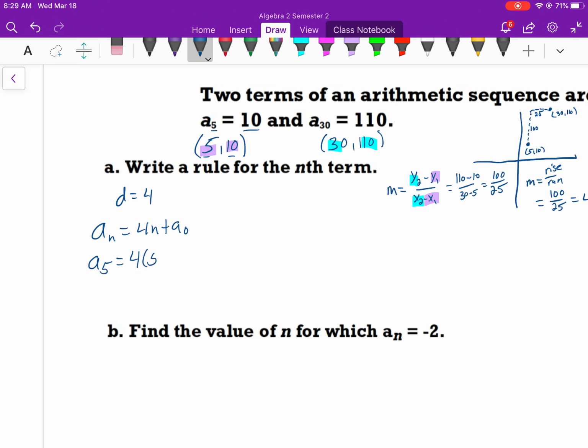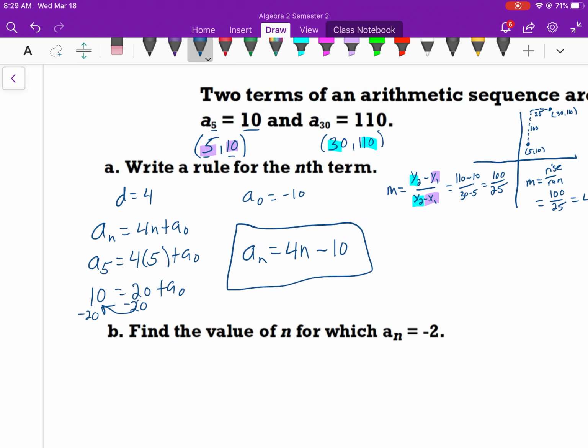So again, we got a sub 5 is equal to 4 times 5 plus a sub 0. So a sub 5, which is that 10. So 10 is equal to 20 plus a sub 0. Working back, I'm going to subtract 20, a sub 0 is equal to negative 10. Therefore, just finishing off, writing the general rule, a sub n is equal to 4n. Since our common difference is 4, our initial term is negative 10, so 4n minus 10. There's our rule for the nth term.